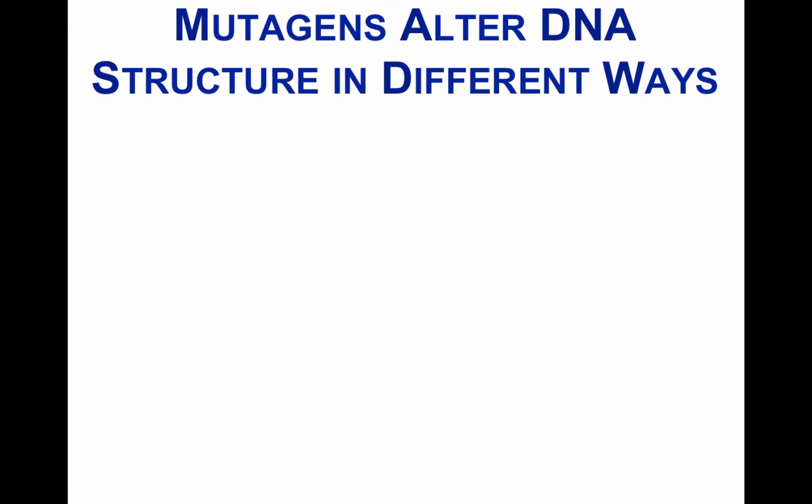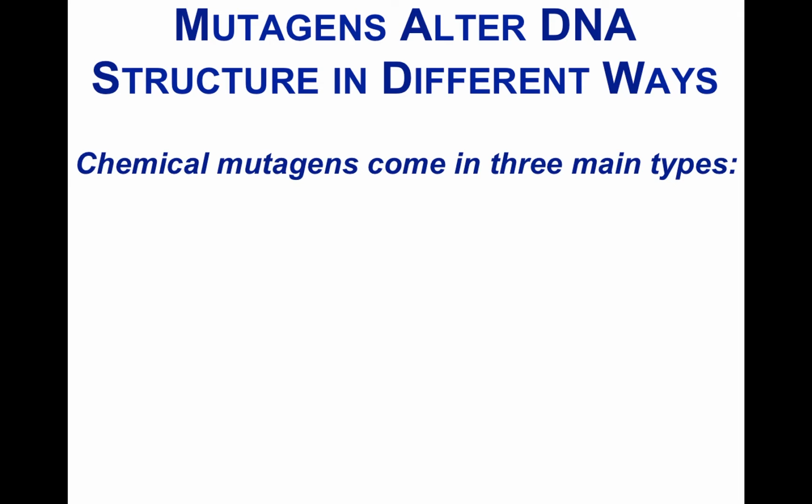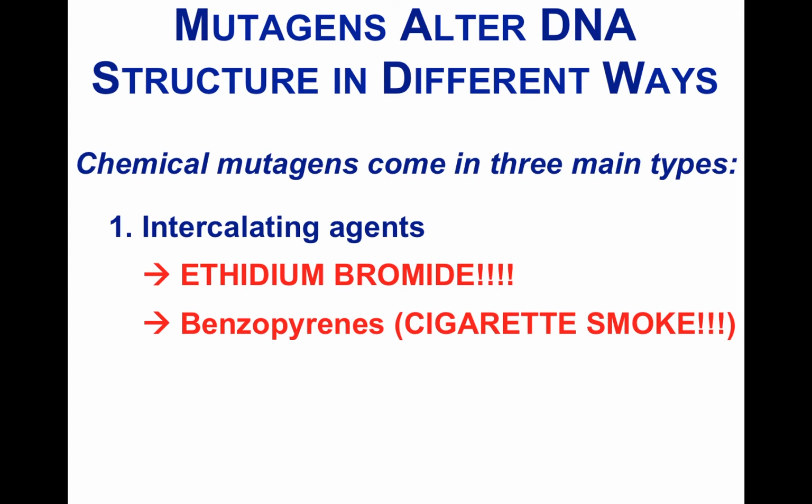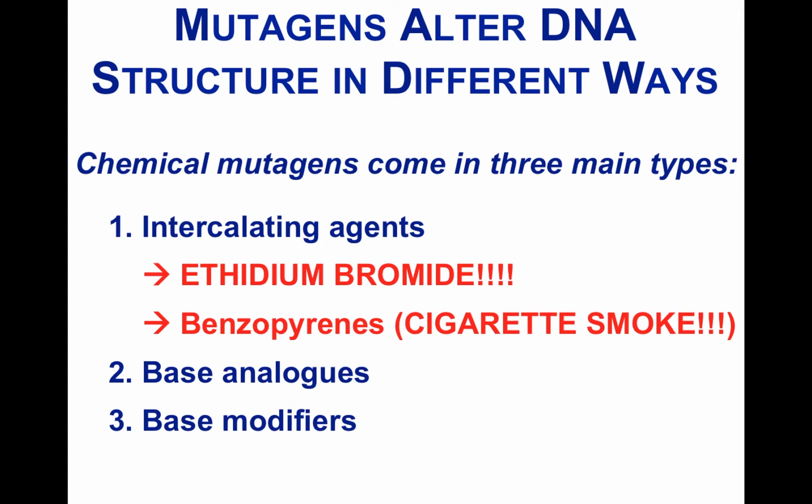Mutagens alter DNA structure in different ways. It depends on the type of mutagen, either chemical or physical. Chemical mutagens come in 3 main types. They are intercalating agents, such as ethidium bromide, which we use in the lab, and benzopyrenes, which are found in cigarette smoke. They can be base analogues, and they can be base modifiers. What about these intercalating agents? Well, they distort the double helix.